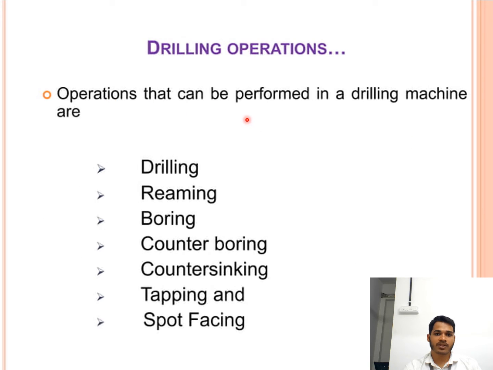Drilling operations that can be performed on drilling machines are: in drilling machines we perform various tasks like drilling, reaming, boring, counter sinking, tapping, and spot facing. These are the operations we can perform on a drilling machine.